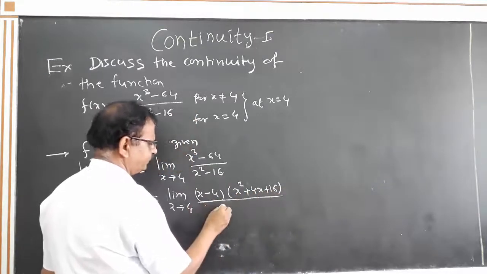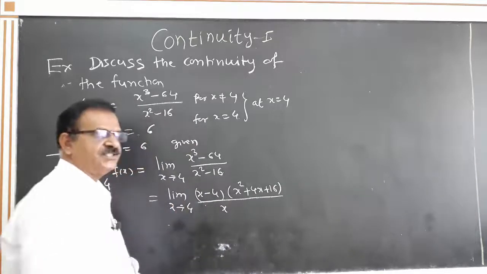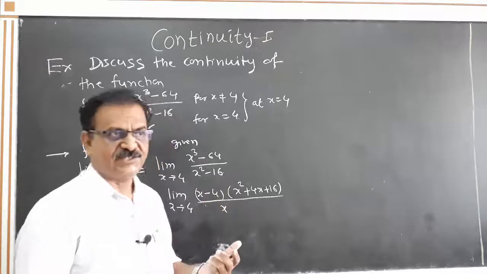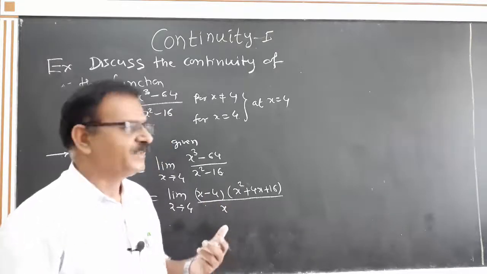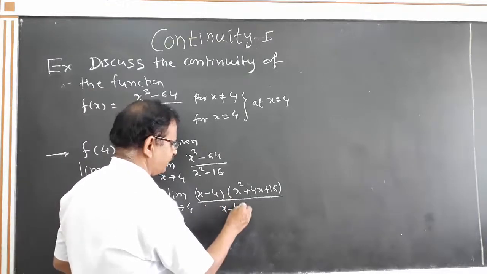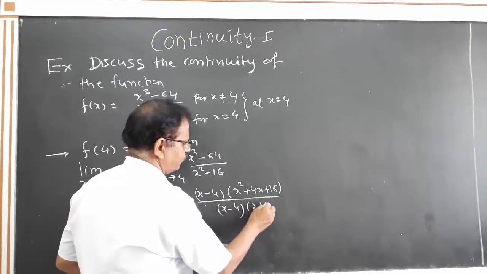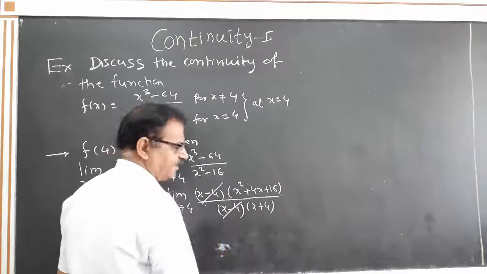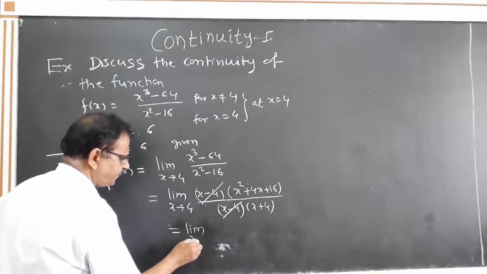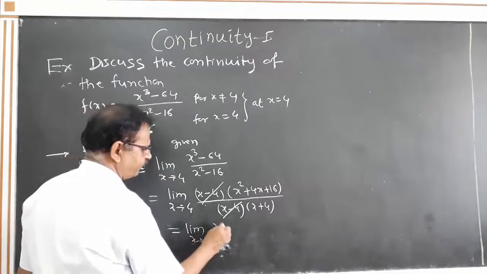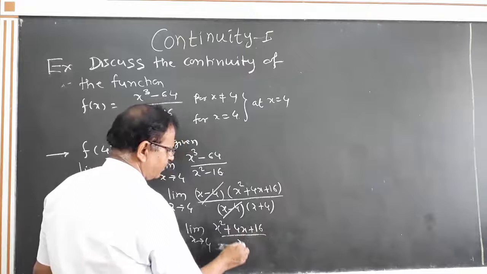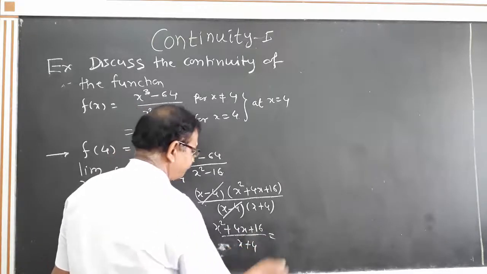divided by x square minus 16. It is of the form x square minus 4 square, that is a square minus b square, and its factors are a minus b, a plus b. Therefore x square minus 16 has factors x minus 4, x plus 4. Cancelling the common factor x minus 4 from numerator and denominator, we get limit x tends to 4 of x square plus 4x plus 16 divided by x plus 4.